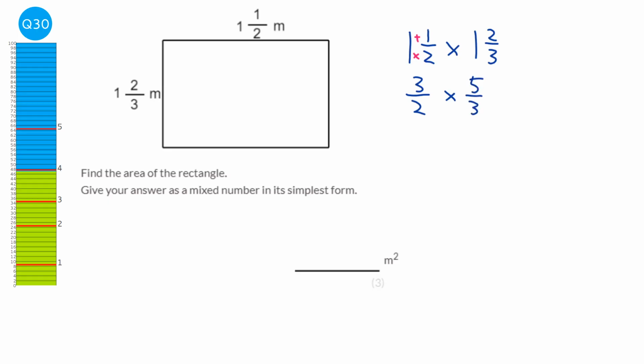Now we don't need to get the denominator the same, we're multiplying. All we do now, really easily, is just multiply the tops and multiply the bottoms.